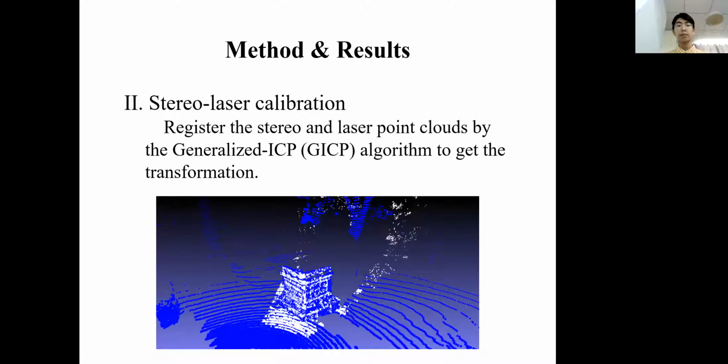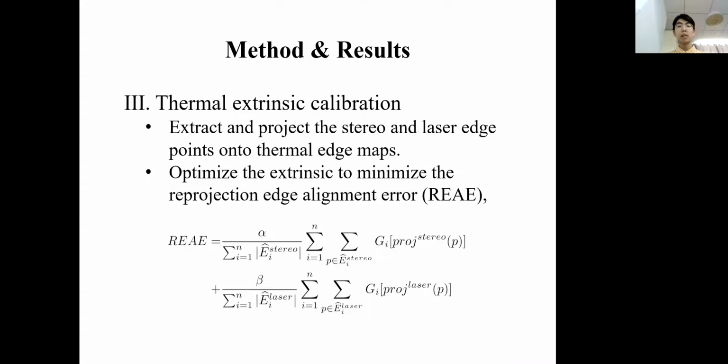The next step is the thermal extrinsic calibration. We first extract edge information from the data of those 3 sensors, and we project the edge points in the stereo and laser point clouds onto the thermal edge maps by an initial guess of the extrinsic. Then we optimize the extrinsic to minimize the reprojection edge alignment error, which is shown below.